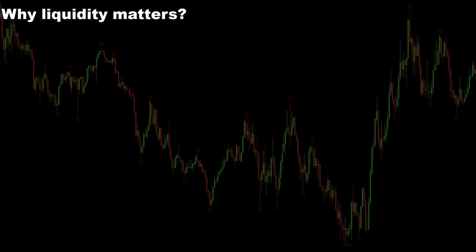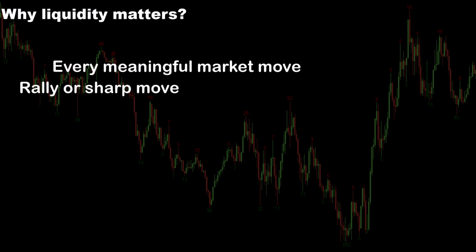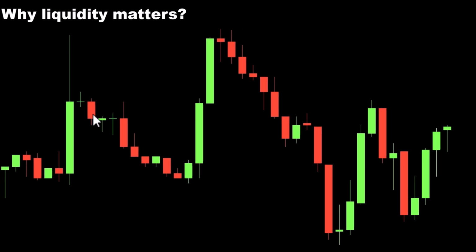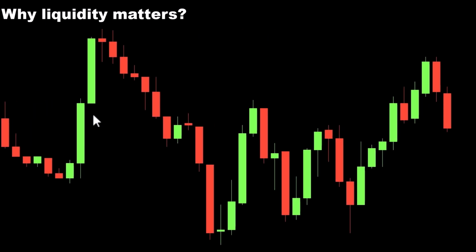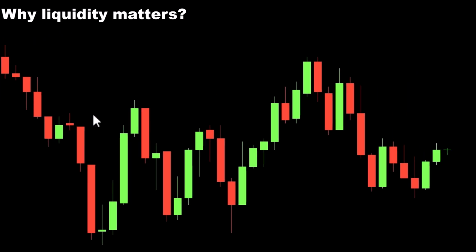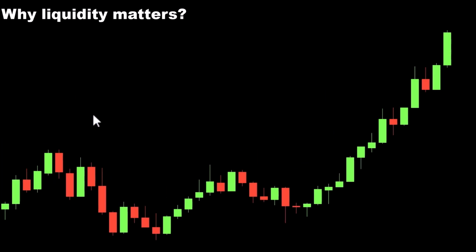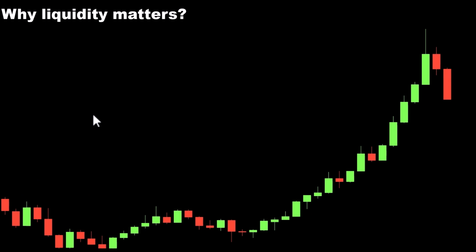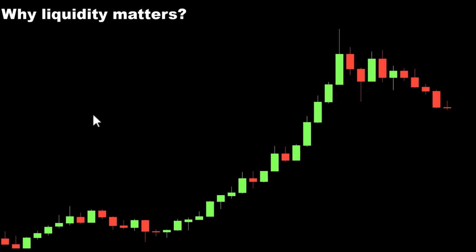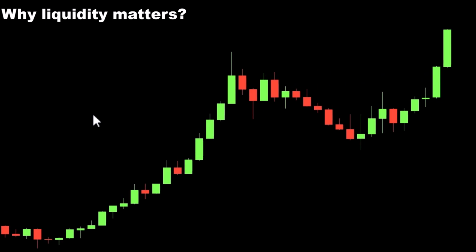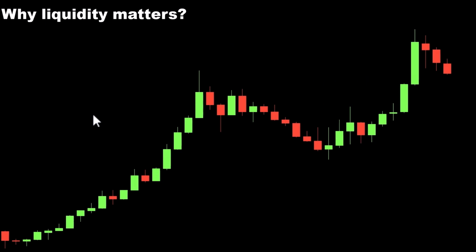You might ask, why is liquidity so important? Because every meaningful market move, whether it's a rally, a sharp drop, or a sudden reversal, happens around liquidity. The market needs liquidity to move. Large traders cannot open or close massive positions in random places. They need areas filled with opposite orders. That is why the market is constantly hunting liquidity zones. They provide the fuel that moves price. When you understand where liquidity is, you're essentially seeing where the market wants to go next.